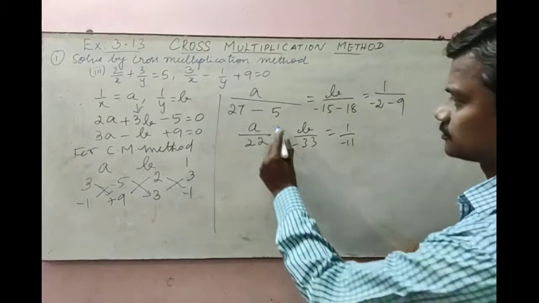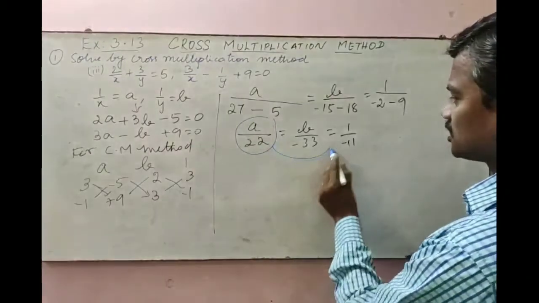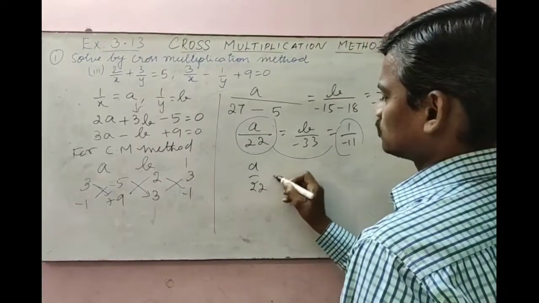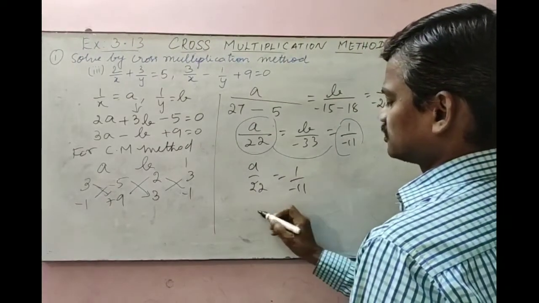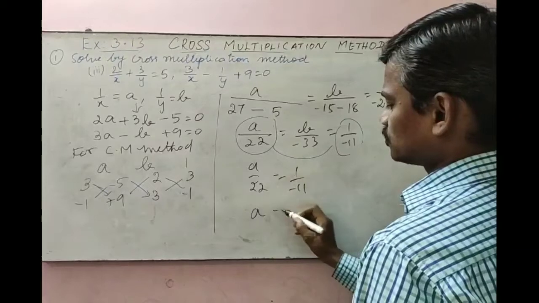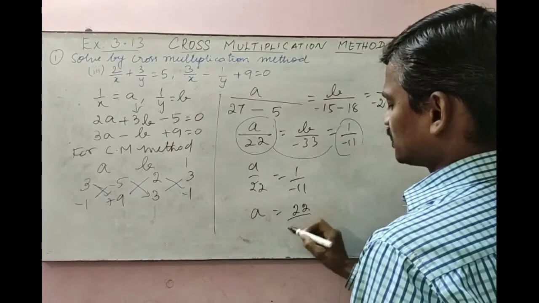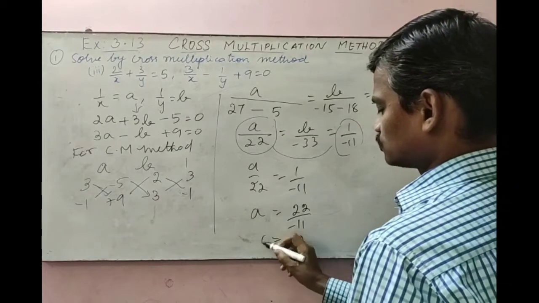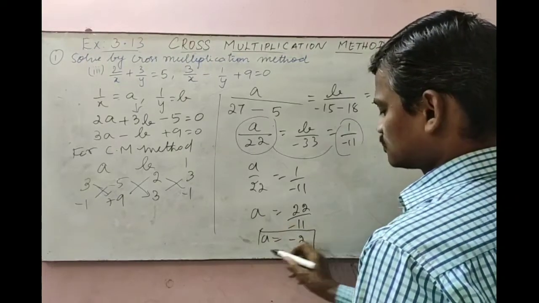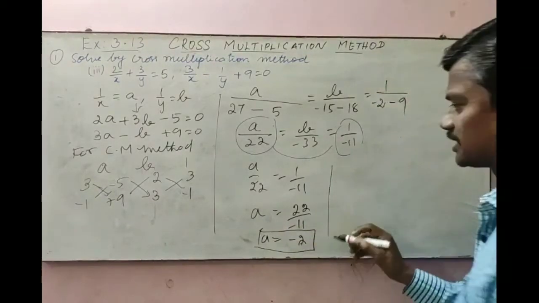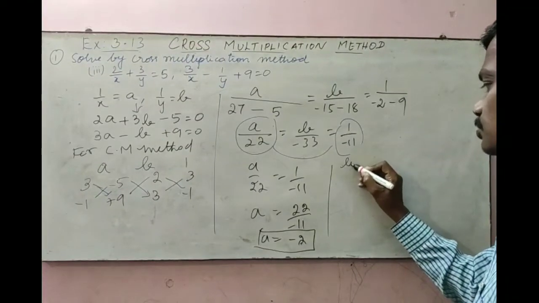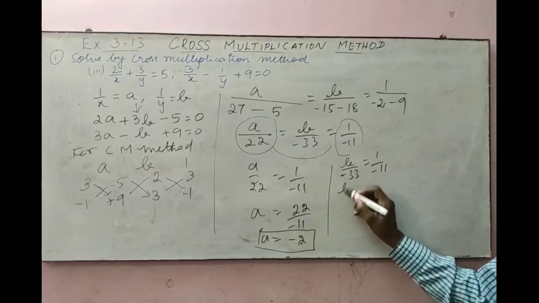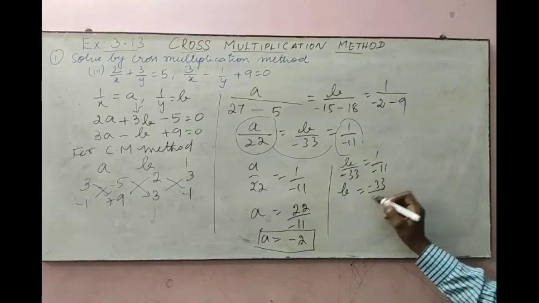minus 11. Now by equating the first and the third term, you will get a by 22 is equal to 1 by minus 11. If you cross multiply this 22, you will get a equal to 22 by minus 11, which is equal to minus 2. So the value of a is minus 2. Like that you have to find b. b by minus 33 is equal to 1 by minus 11. b equal to minus 33 by minus 11.